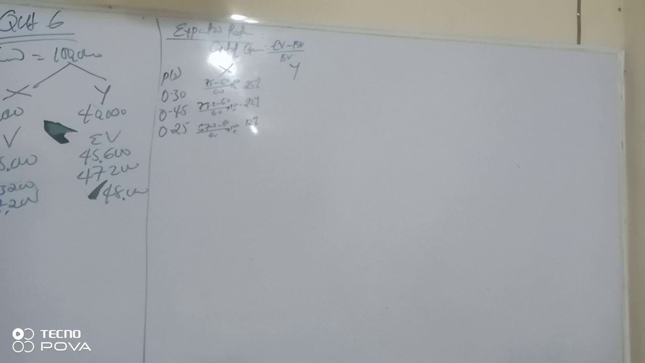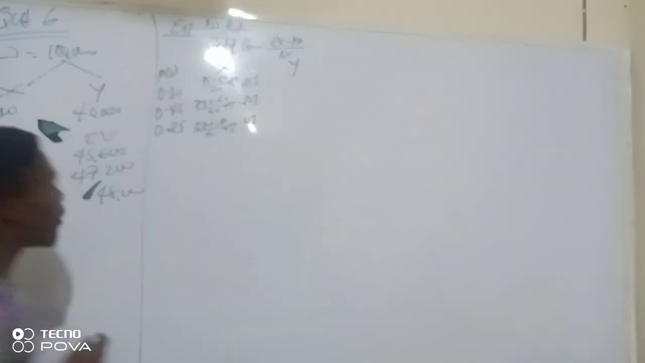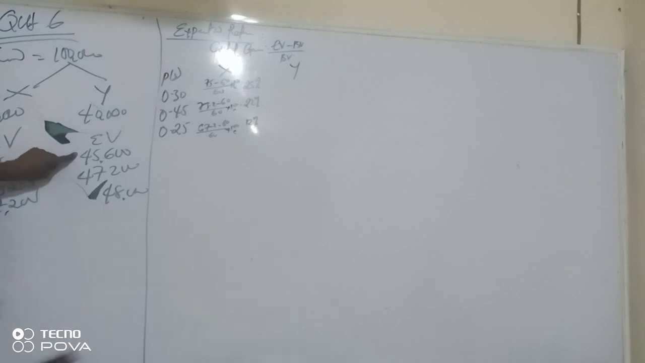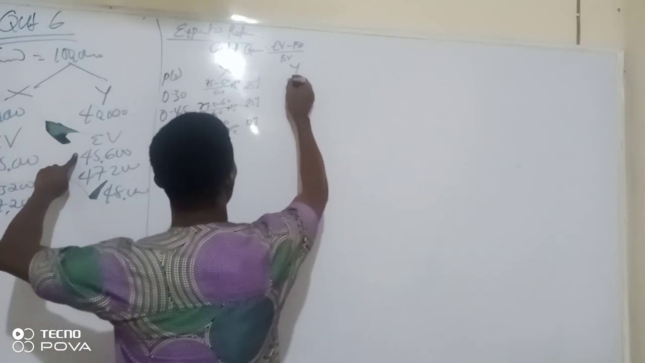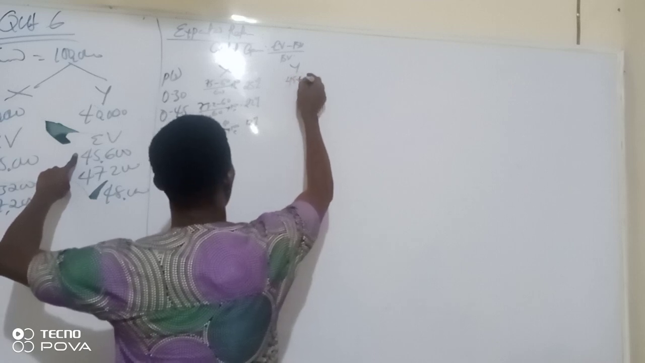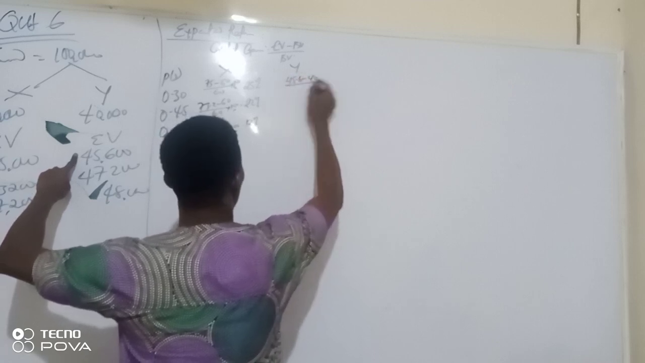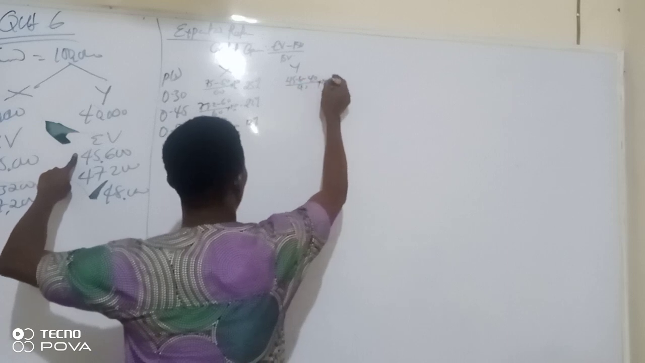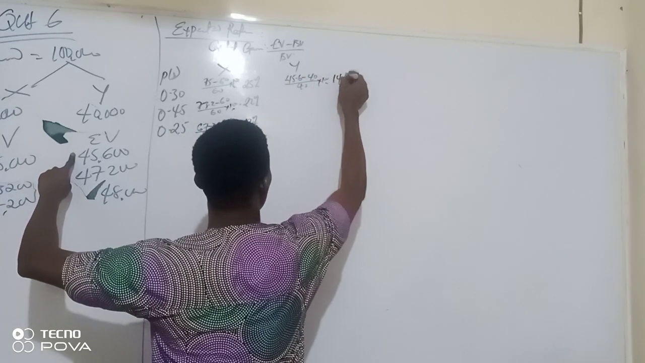Am I communicating, please? Therefore, let's go for Y now. How much did you invest in the beginning? 40. How much are you expecting? 45. The return will be 45 minus 40, divided by 40, times 100. What do we have? 14%.